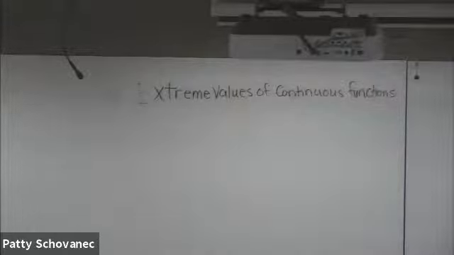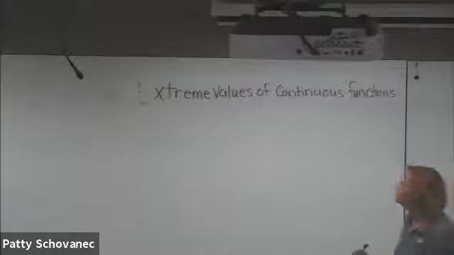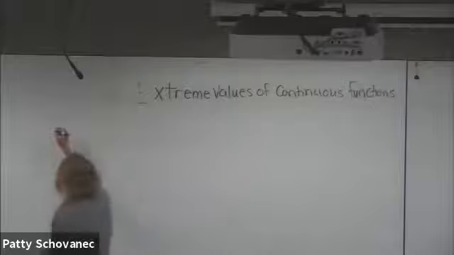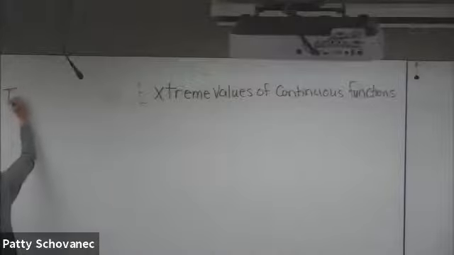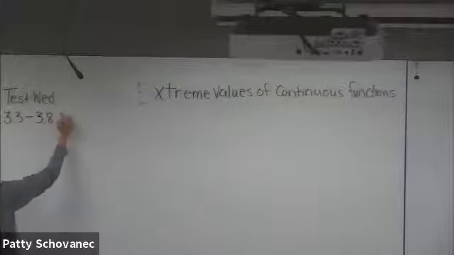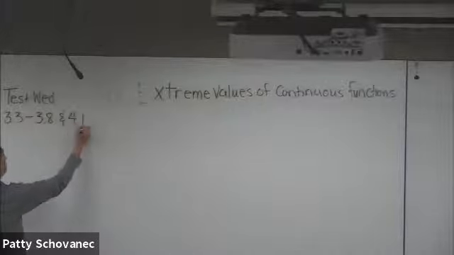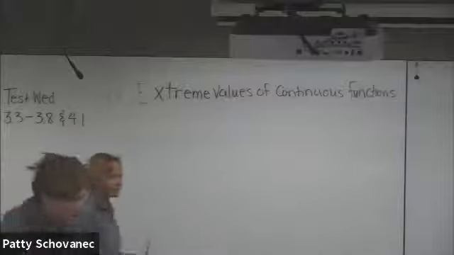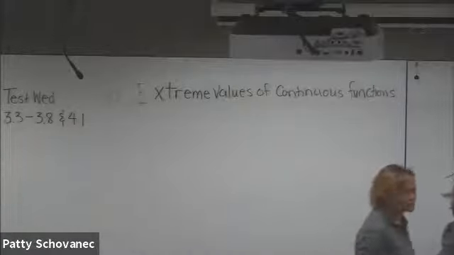And I think we decided our test goes through this section. Is that correct? On Wednesday, I just put the review sheet up. It's 3.3 through 3.8, and now this one, 4.1. On to chapter 3, first two sections.